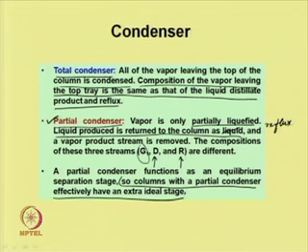So, this is very important. When we use the total condenser, all the vapor is condensed, the product cut is also liquid and will have the same composition, and what is returned as reflux also has the same composition. So, in case of a total condenser, it will not be considered as a stage in the number of stages required.